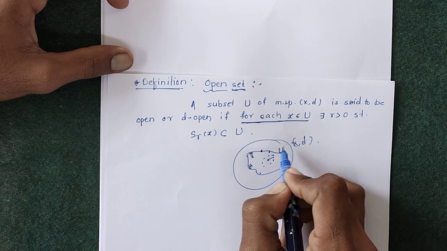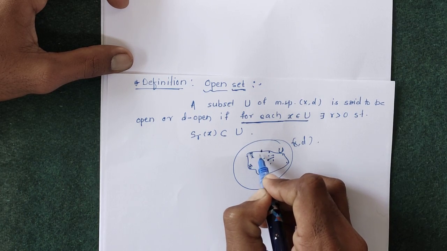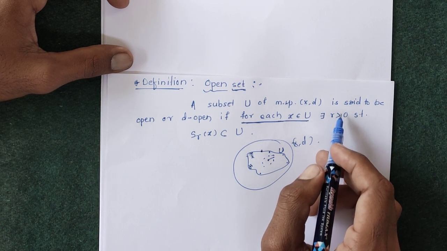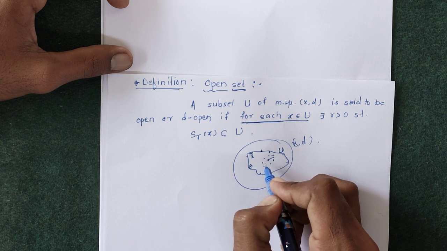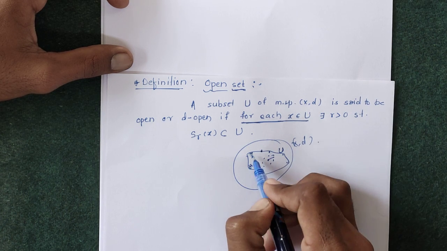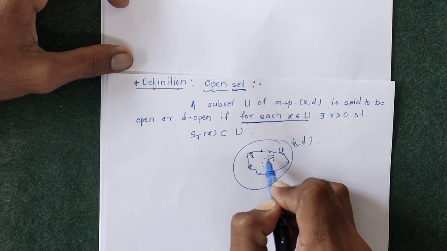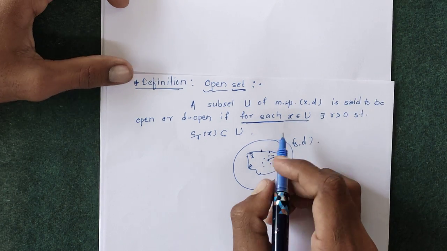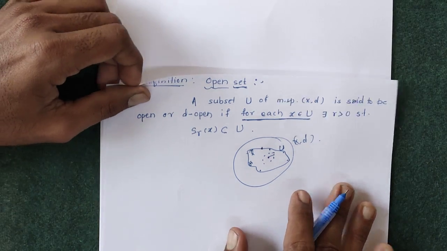We have to find a radius r greater than 0 such that S_r(x) must be contained in U. For a boundary point, it is not possible to find a radius such that the open sphere is contained in U. So our open set must contain its interior points, not the boundary and exterior points, only the interior points. This is the definition of an open set.